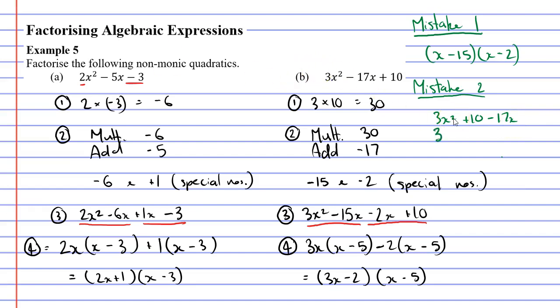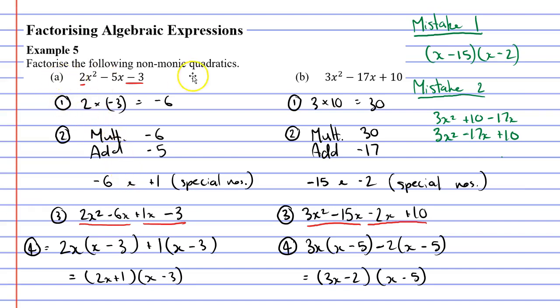So for mistake 2, if I had that in front of me, I would rearrange it so that the minus 17x is in the middle and that the plus 10 is at the end before I start my 4 steps here. Now, I mentioned before that I was about to finish the video, and I've just thought of one more thing that I would like to mention, and it's something that some of you might have already thought about.